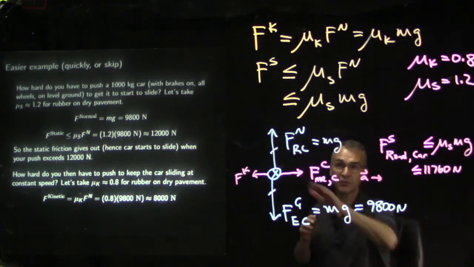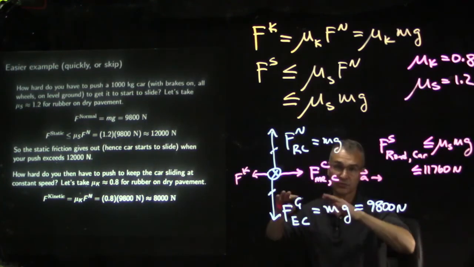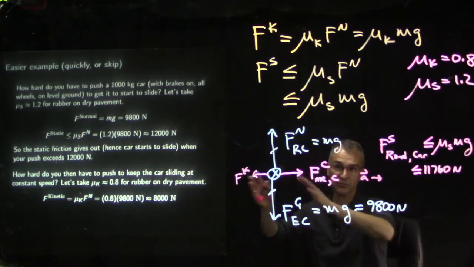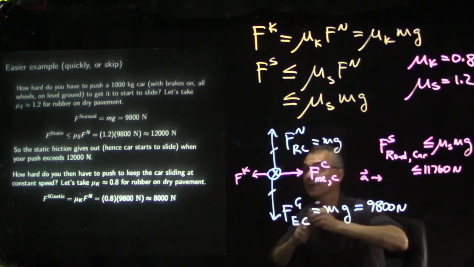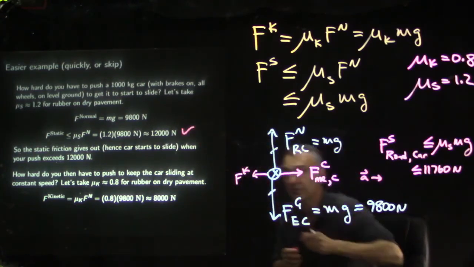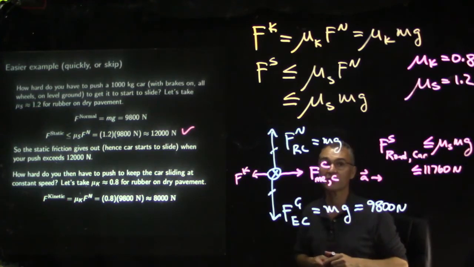So if I'm pushing with a force less than 12,000 newtons, the car will just stay put. Once my push reaches 12,000 newtons, the car will start to slide because static friction can't hold on anymore. So 12,000 newtons is how hard I have to push to get the car starting to slide. That breaks the static friction.